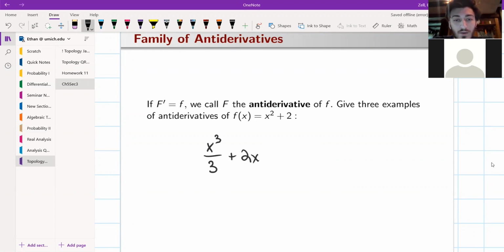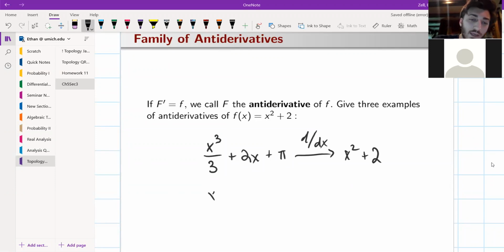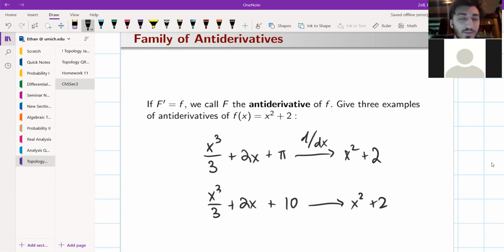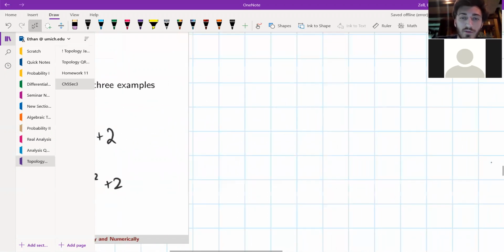Okay, but if I put a plus pi on the outside here, then when I take the derivative, I still get back x squared plus 2. And if I do this again with like a plus 10, I get the exact same thing. And we all know that that's because the derivative of a constant is just 0. And remember, last class, we talked about the fundamental theorem of calculus.